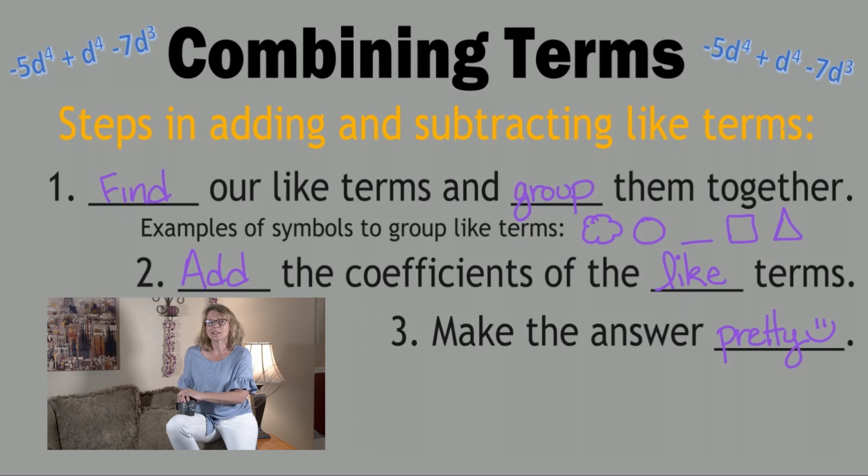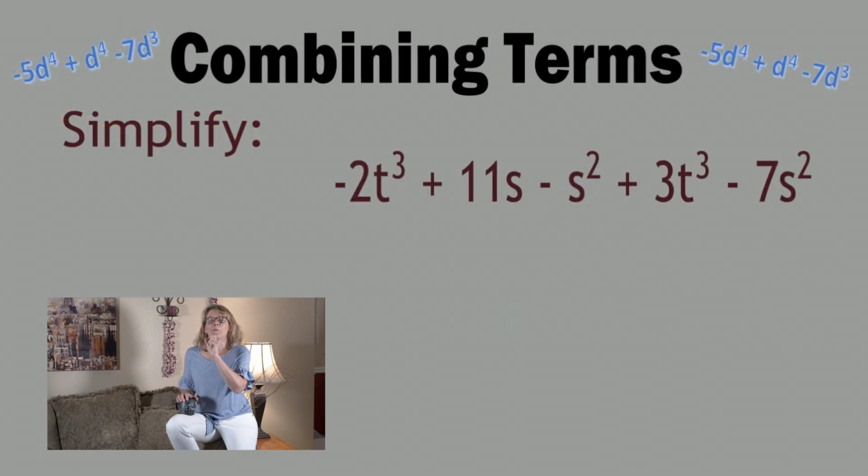Let's practice 2 examples. First up, we have negative 2t cubed plus 11s minus s squared plus 3t cubed minus 7s squared. Following my steps, we'll group any like terms we see. Starting with the negative 2t cubed, I see another t cubed over here. I'll put a fun cloud around them, including the signs in front of them, because they are attached too.